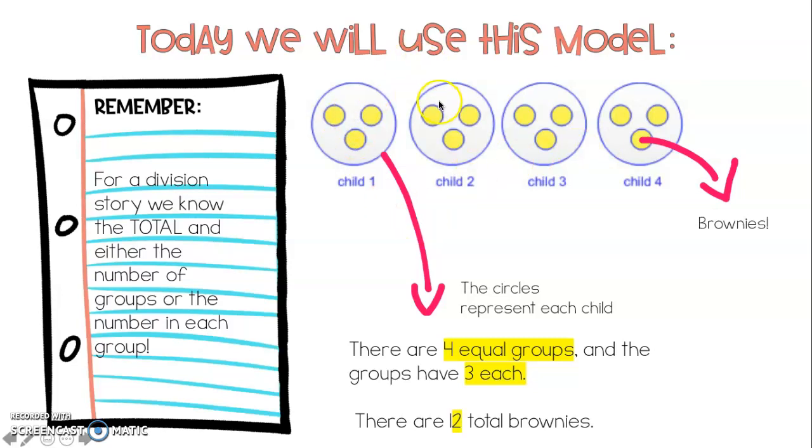3, 6, 9, 12. I used skip counting in order to find my total. 3, 6, 9, 12. So there are 12 total brownies. I have 4 equal groups, and in each group I have 3.